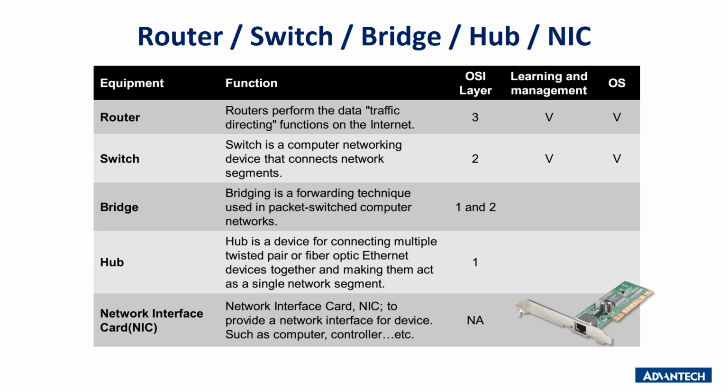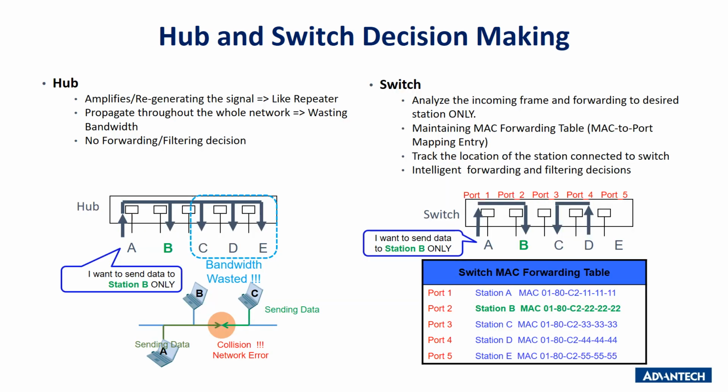Network interface card, NIC, provides a network interface for devices, such as computers, controllers, etc. It's the most important device. Almost all Ethernet devices have already built in this interface. We often hear about two terms, hub and switch, but what are the differences between them?